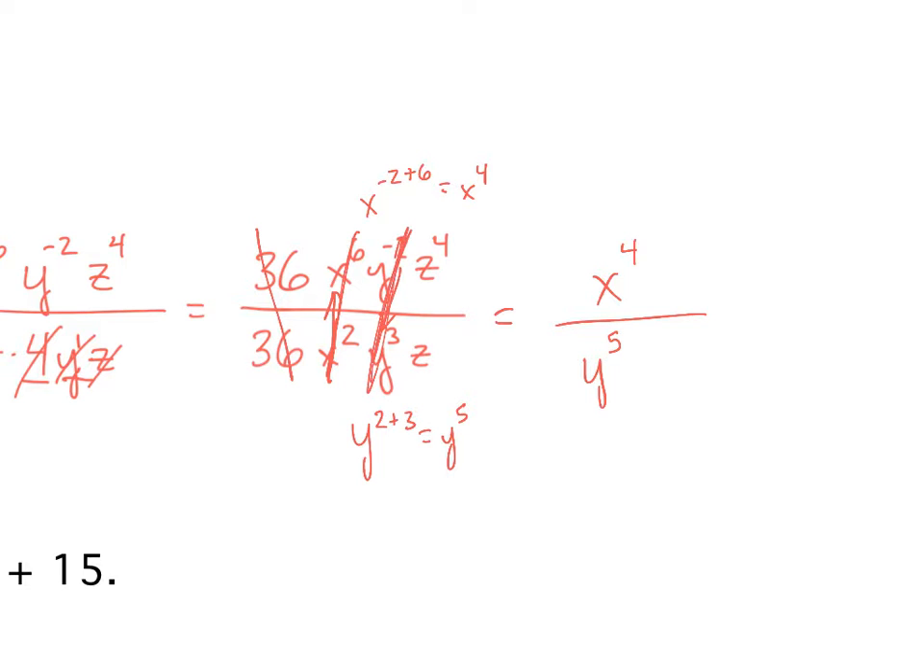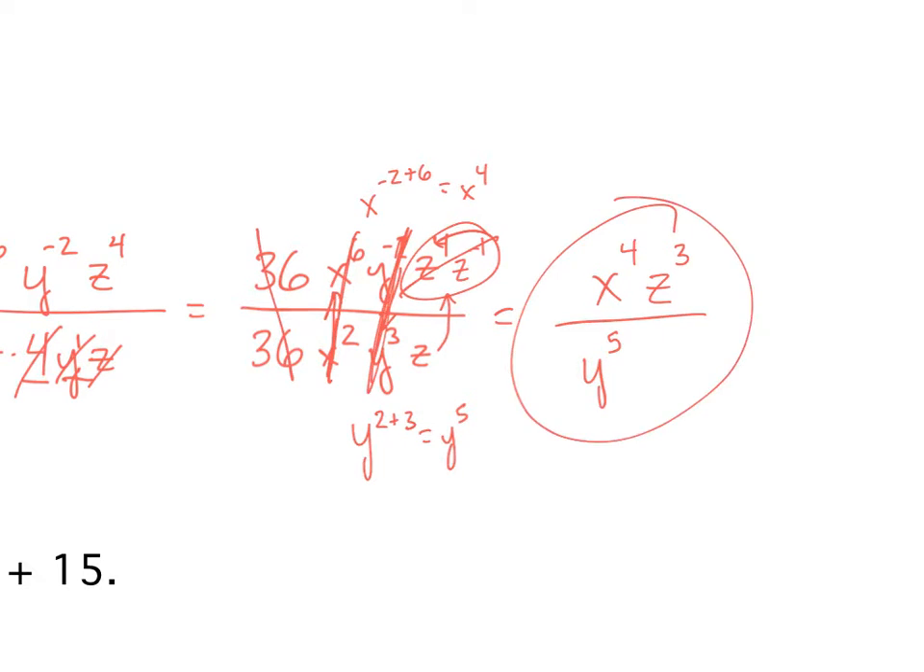And then to simplify the z's into one term, since the exponent in the numerator is bigger, I'm going to take the denominator and move it up. It's going to be z to the negative 1, and then I add those together, or multiply them, sorry, by adding their exponents. 4 plus negative 1 makes a positive 3. And that's going to be my answer. Sorry that the y is off center.